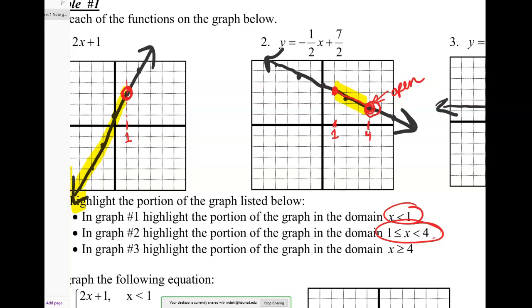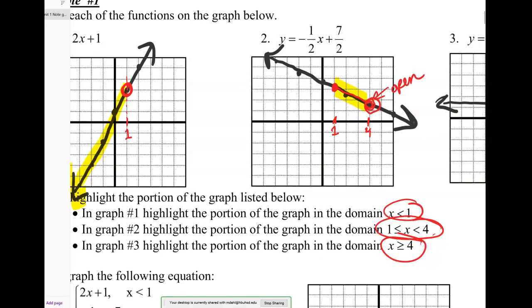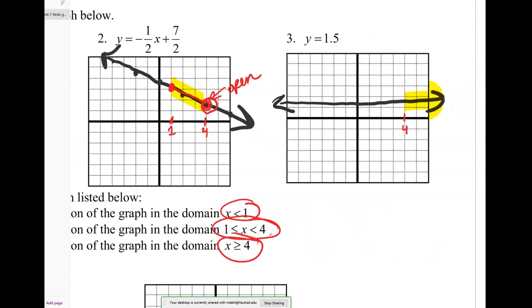And so then lastly, when we look at the third restriction on this third graph, it said that 4 was the only boundary and we wanted everything larger than 4. But it does say to also include 4. So where we're cutting it off at that boundary, that highlighted portion, that endpoint is going to be filled in because we are including it.